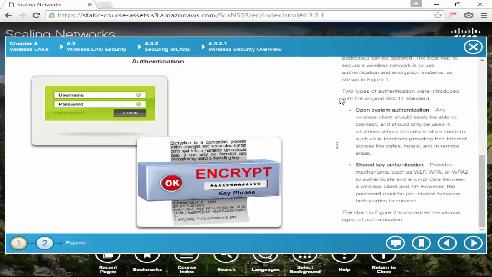Open system authentication means it's just open and scary. Shared key, we're actually going to have an encryption of our data floating around in the air. And once again, we want WPA2 if we can, or at least WPA. WEP, you might as well not have anything on there, but most people don't anymore.